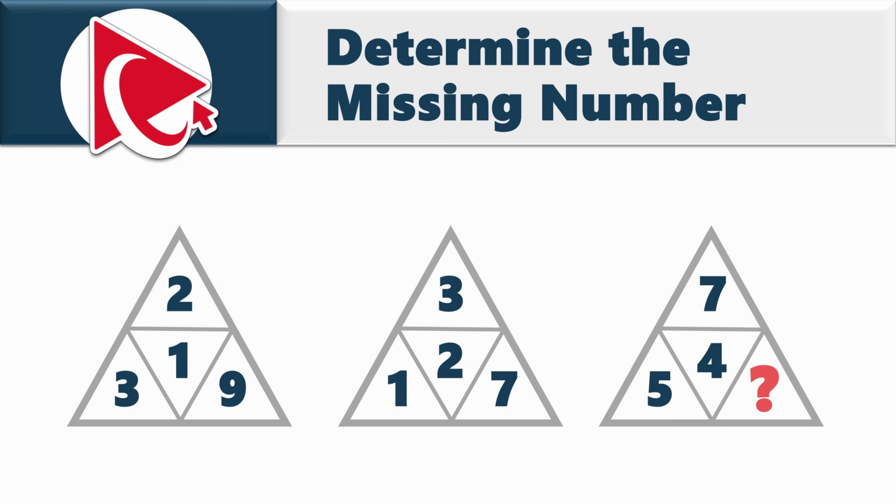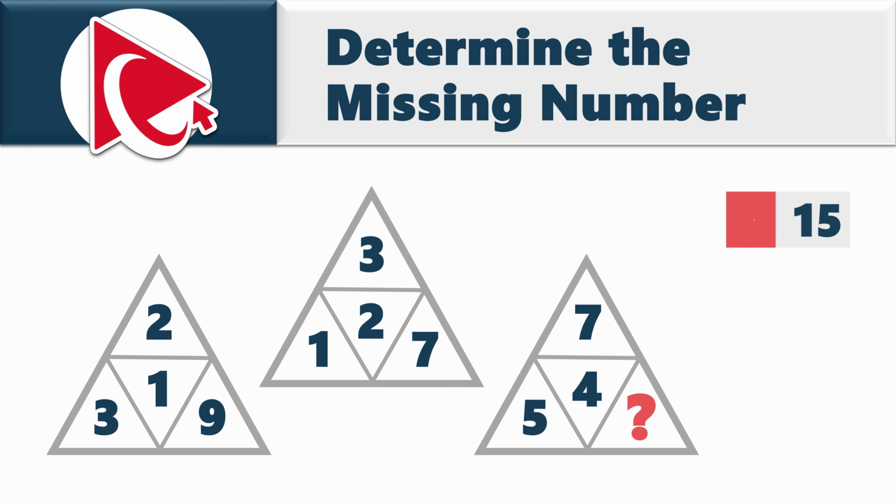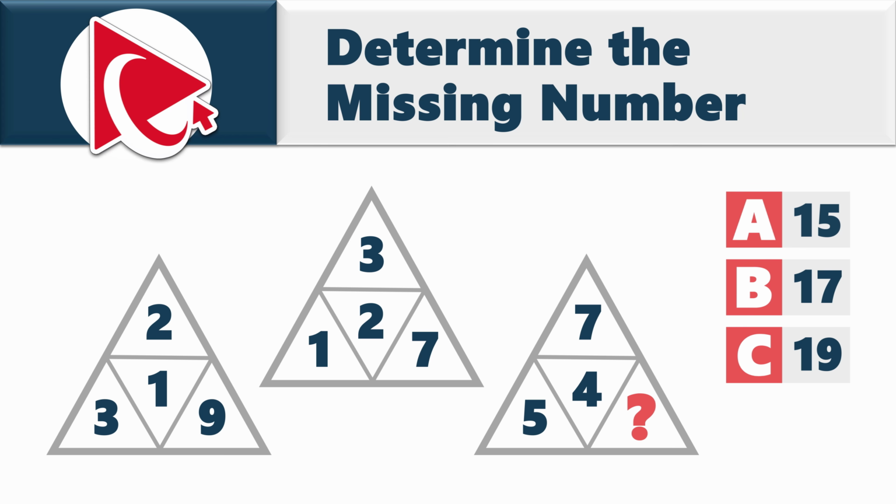You need to calculate and select the missing number out of 4 possible choices. Choice A, 15. Choice B, 17. Choice C, 19. And last but not least, choice D, 21.